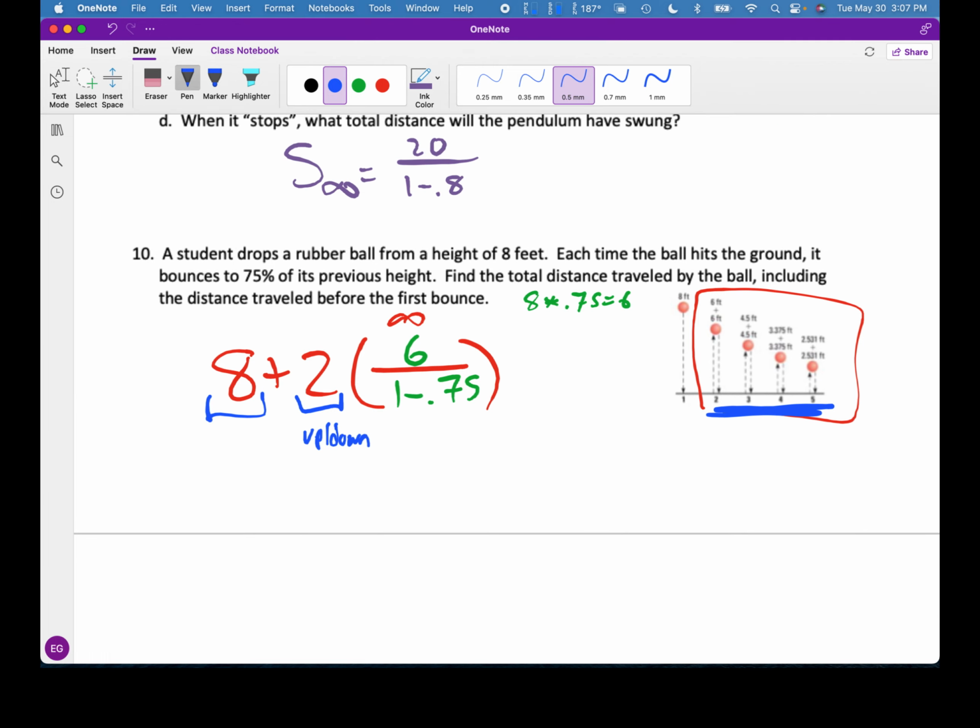And there you have it. That is sequences and series in a crash course. Hope you found that helpful.